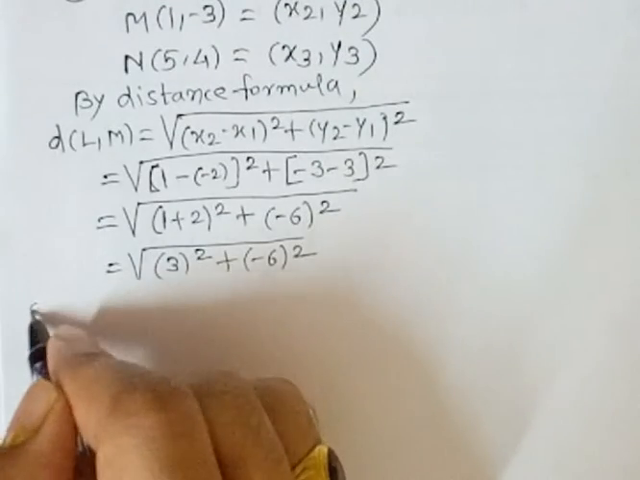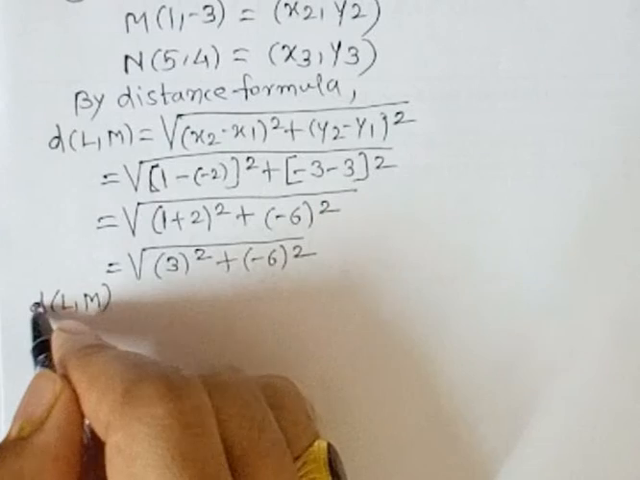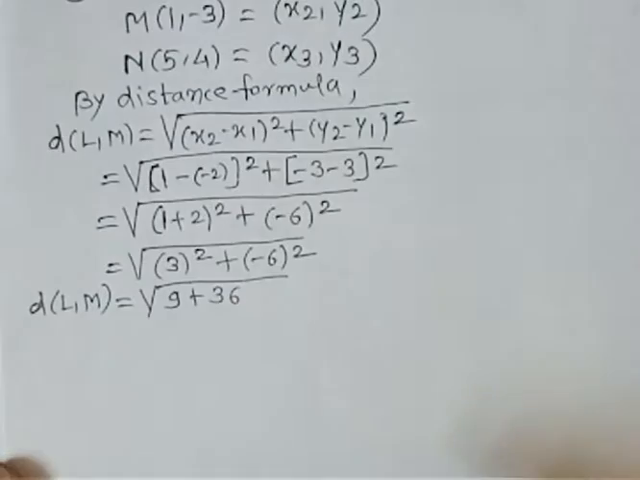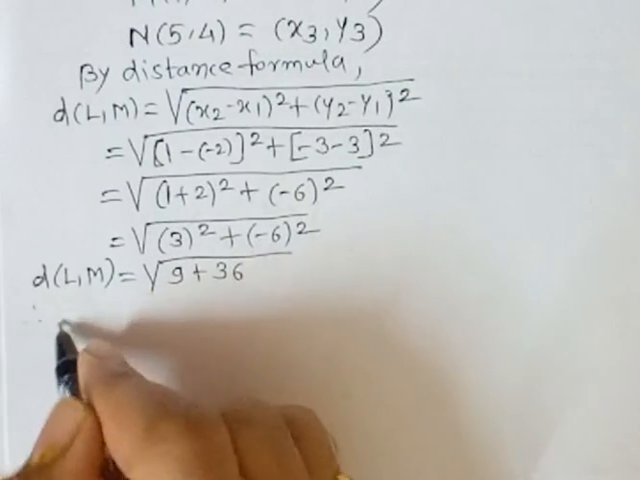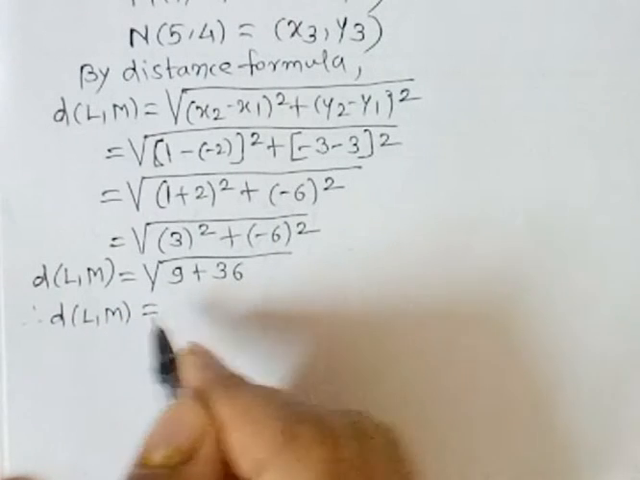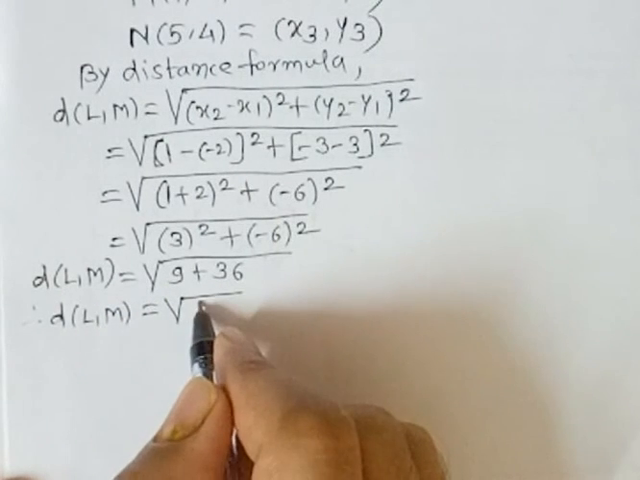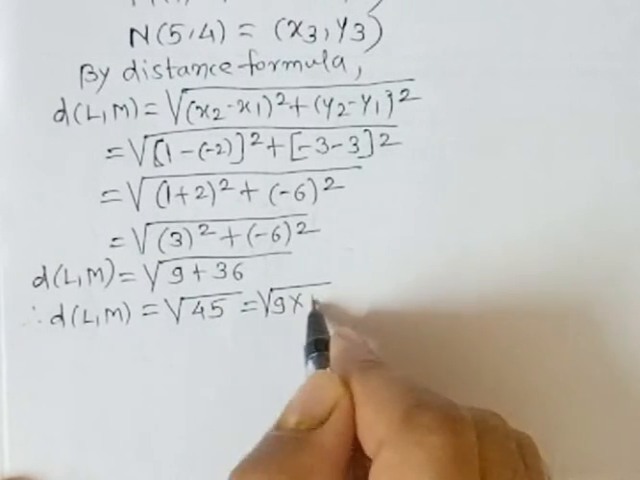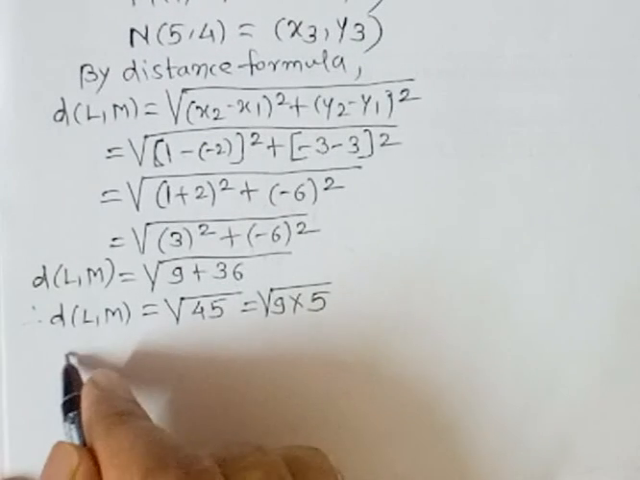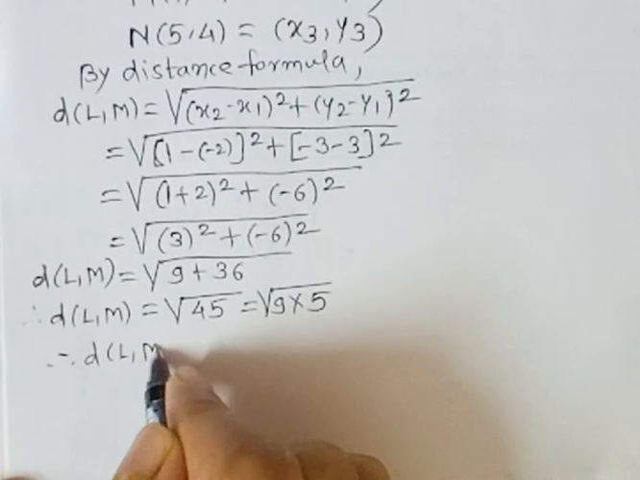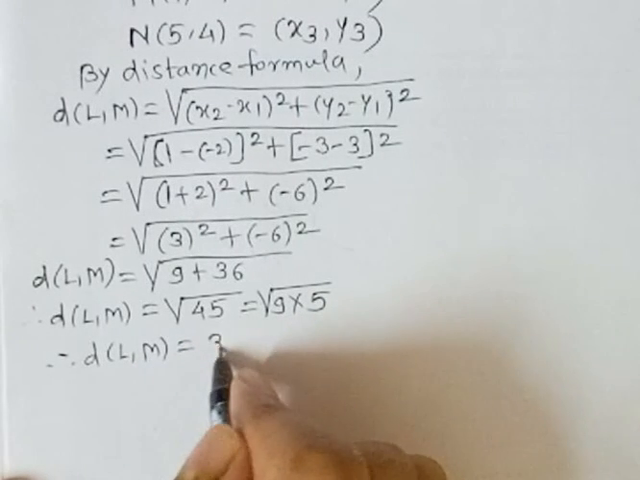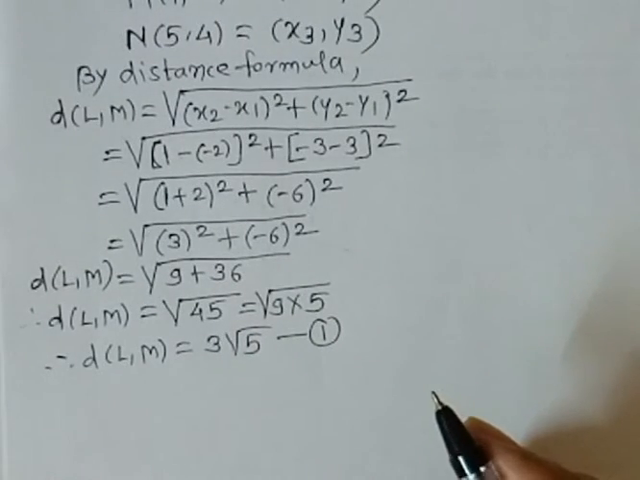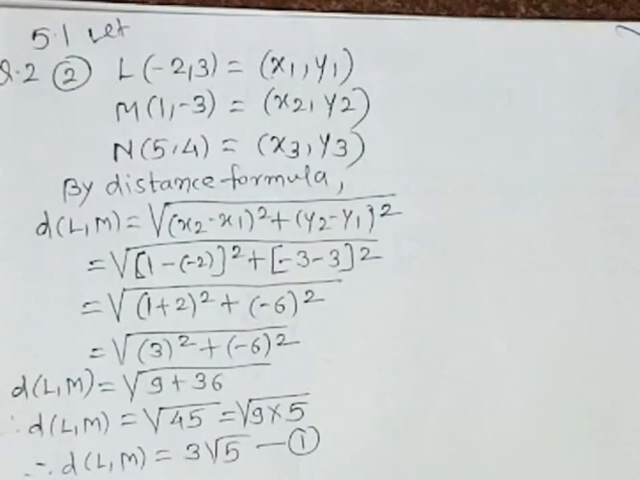Now this is equal to distance LM is equal to 3 squared is 9 and (−6) squared is 36, and therefore distance LM is equal to 9 plus 36 is 45. We split this 45 as 9 × 5 is 45, and therefore distance LM is equal to square root of 9 is 3 and square root of 5 is as it is, and this is equation number 1. Similarly, now we have to find out distance MN.